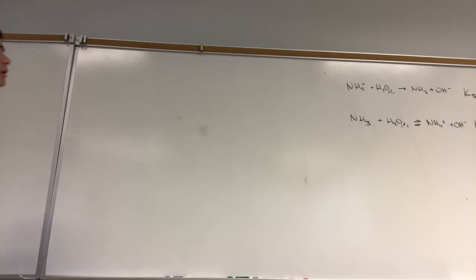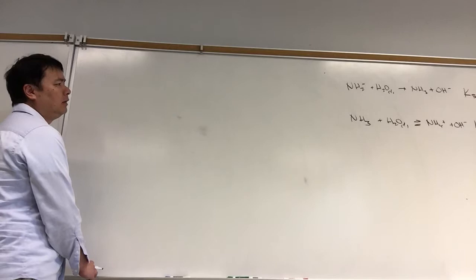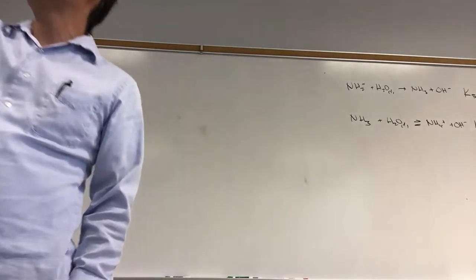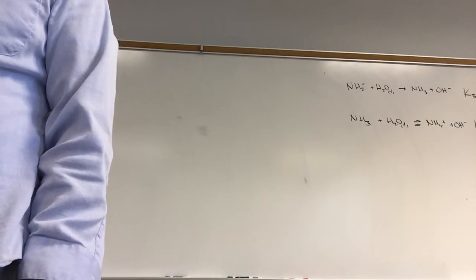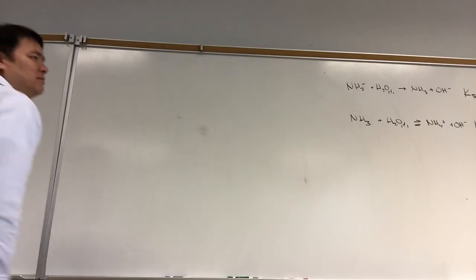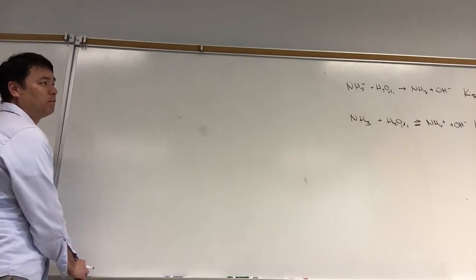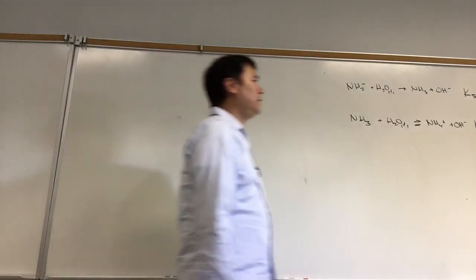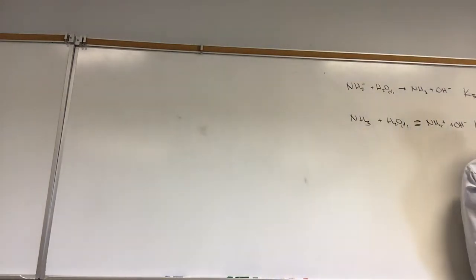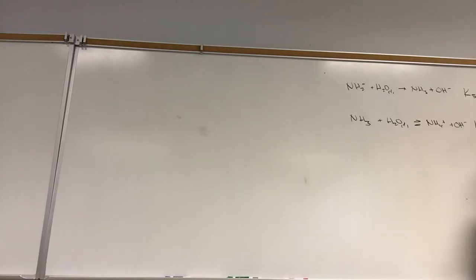Let's do ammonia first. But the thing is, where's the Kb chart here? Because when I look at that, I only see Kas listed there. And the thing is, because of the conjugate relationship, we don't need a Kb chart. We can easily calculate it. Because it turns out that the Kb for this is equal to Kw over Ka, where Ka is for the conjugate. And so this would be Kw over the Ka for ammonium.